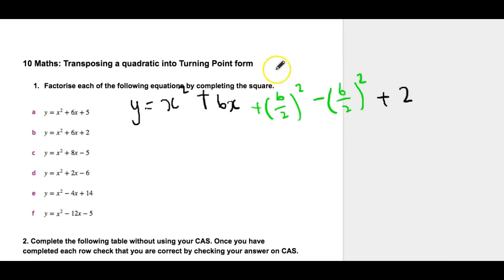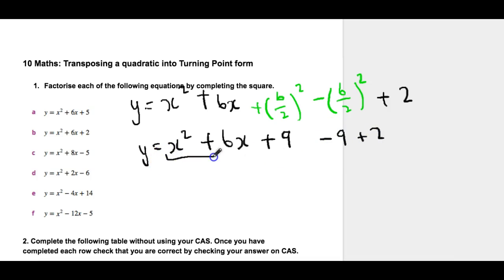Okay, so the only thing we've introduced here is the green part, but as you can see, we're adding it and then we're taking it away. So we're not changing the quadratic at all. All right, now we're writing the first 3 terms. 6 divided by 2 is 3. 3 squared is 9. And then we have minus 9 plus 2.